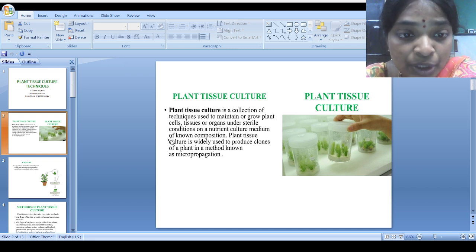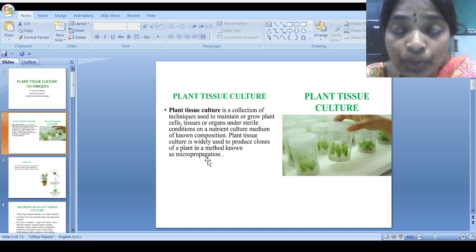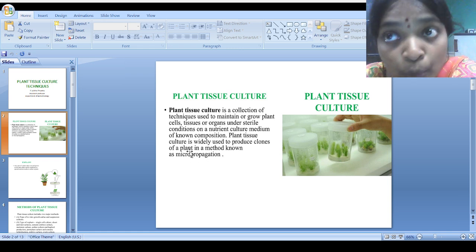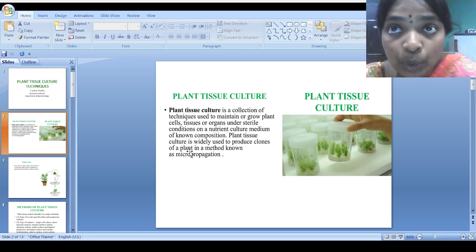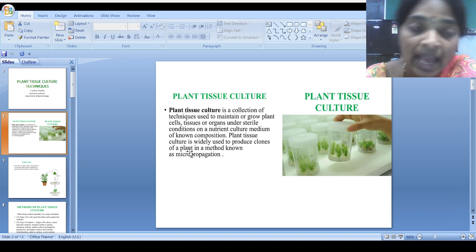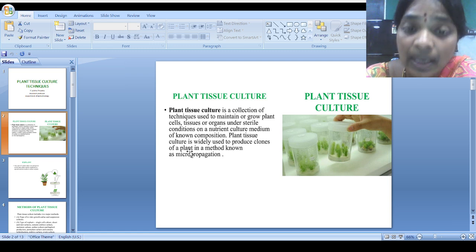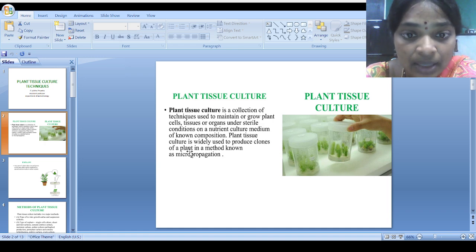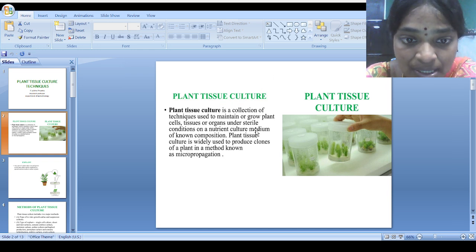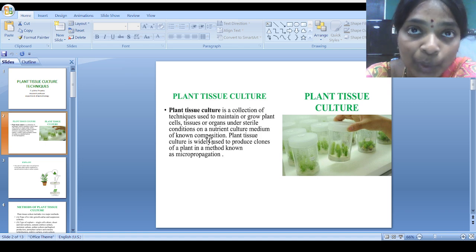And plant tissue cultures are widely used to produce clones, the same as the mother plant. This method is also called micropropagation, where we are aiming to get true to type, the same parental characters. The characters present in the mother plant, we are aiming for the same characters in the daughter plants. So here the criterion is just maintaining sterile conditions and having a good nutrient medium.